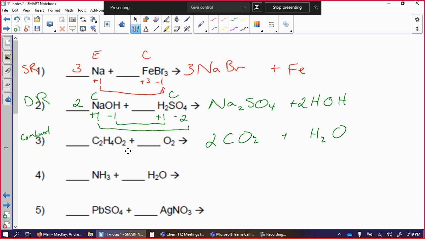Two carbon, four hydrogen, four hydrogen. 2 times 2 is 4. 4 plus 4 is 8 oxygen. 2 is tucked away. We're not going to do anything. 8 minus 2 is 6. So we need a 3 there.